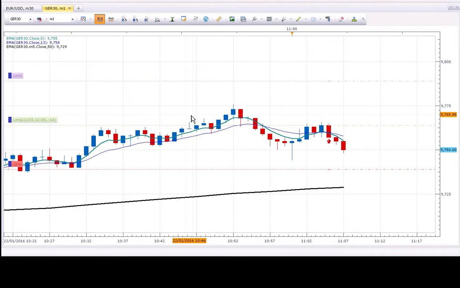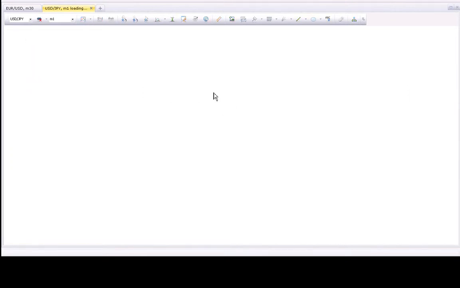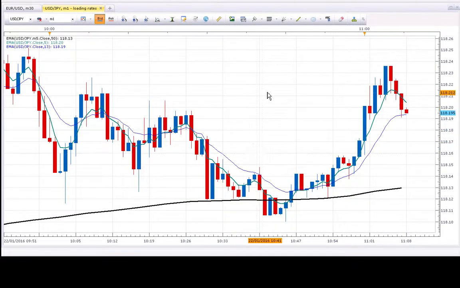Okay. Now, I'm going to have a little look and see whether or not we have got the same kind of thing on any other market. So let's just go and change this to another market. Let's go to the euro or the dollar yen. Here we go.